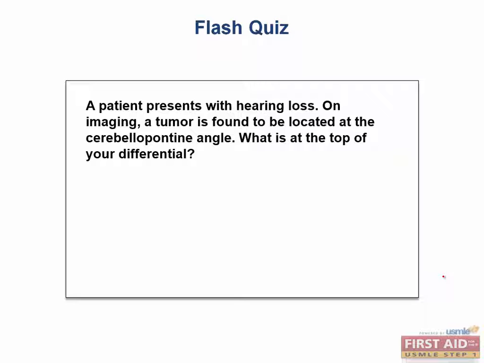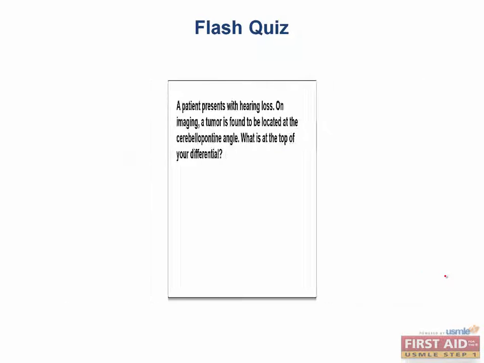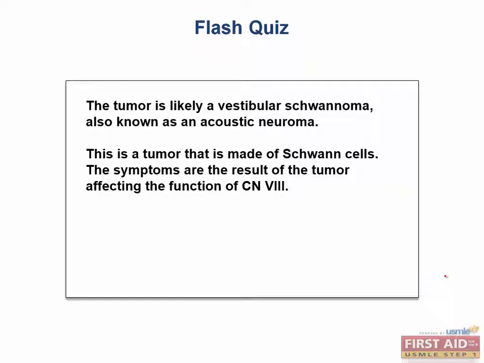Now it's time for another flash quiz. A patient presents with hearing loss. On imaging, a tumor is found to be located at the cerebellopontine angle. What is at the top of your differential? So, what should be at the top of your differential is that the tumor is likely a vestibular schwannoma. This can sometimes also be known as an acoustic neuroma. This is a tumor that is made of Schwann cells. The symptoms are the result of the tumor affecting the function of cranial nerve 8.